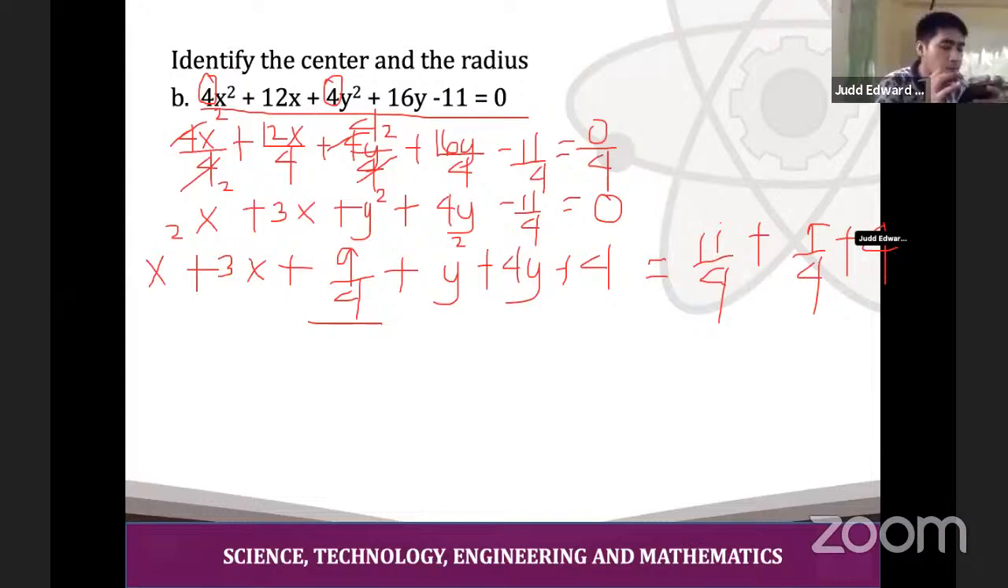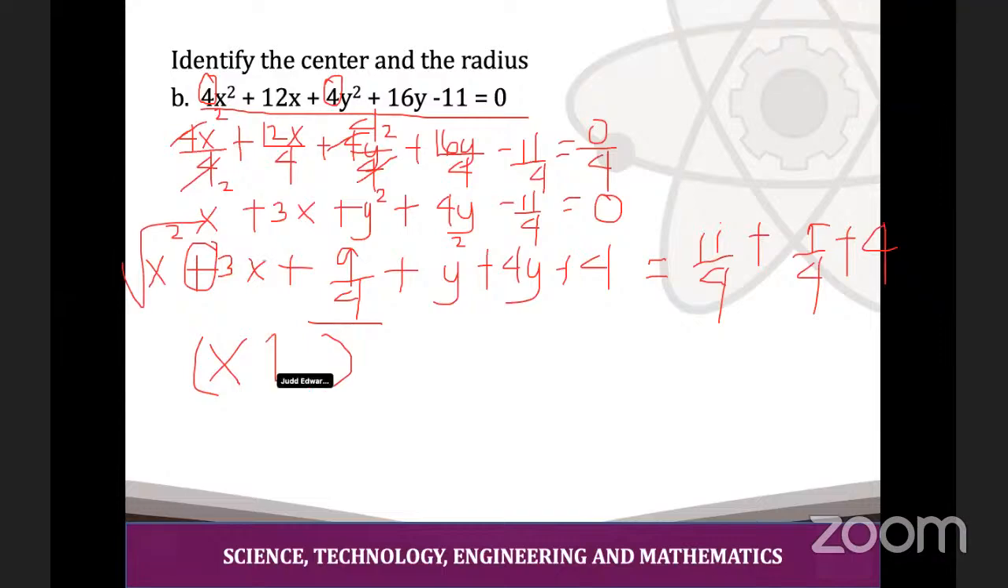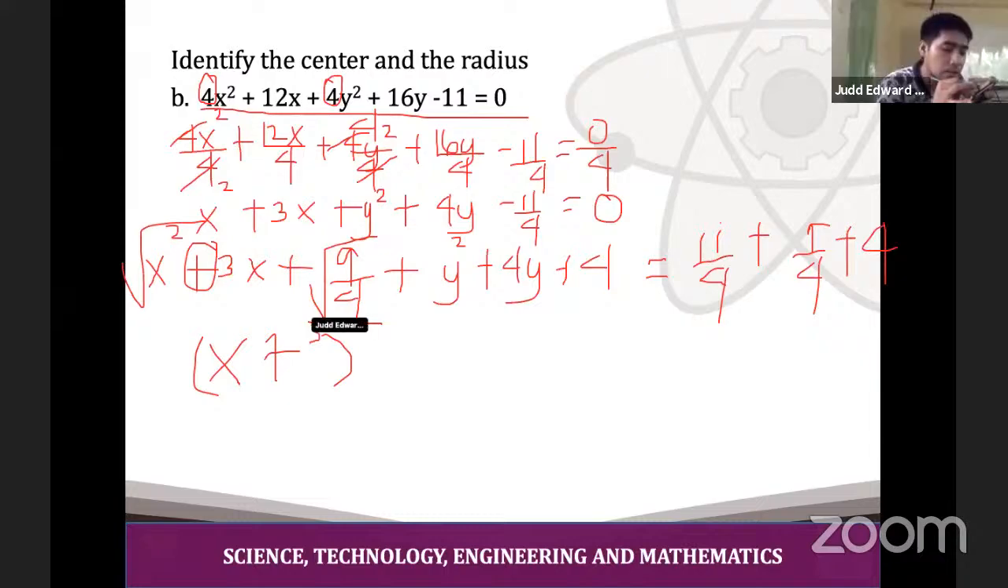So, let us now factor. When we factor, what again? Get the square root of the first one, that becomes x. What is the sign in the middle? That is plus. Get the square root of the last. What is the square root of 9/4? 3/2. What is the square root of 4? That is 2. Therefore, that is x plus 3/2 squared.